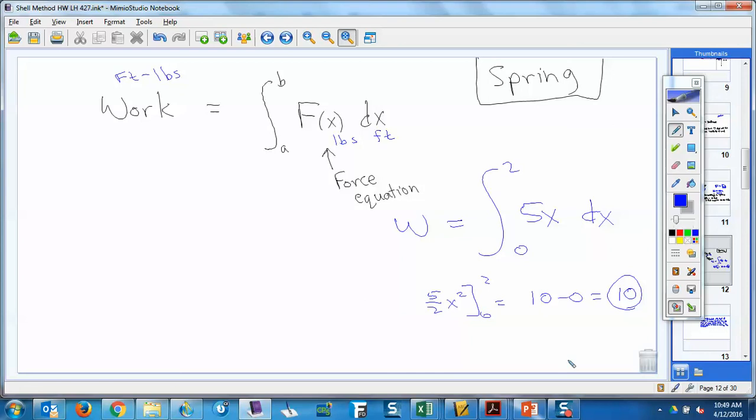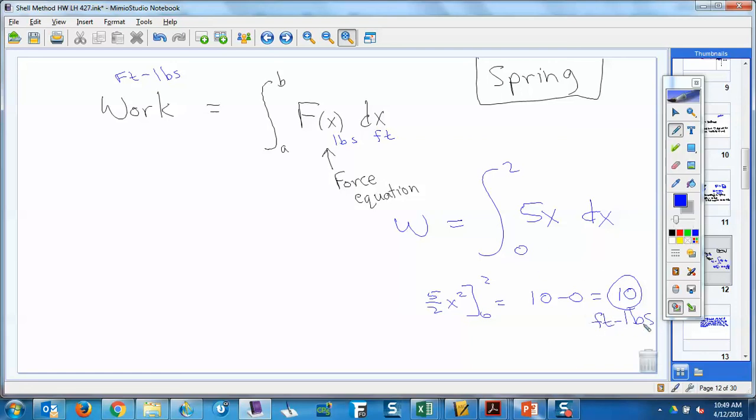Because now, you say, well, that's weird, because it was 10 pounds of force required to stretch it 2 feet. You'd think it'd be 20 pounds. Well, no, that 10 pounds is just at the end of those 2 feet. It took less pounds of force in the beginning, right? It takes 10 pounds to move it out to 2 feet, but it was less force in the beginning. So what was our total amount of work? It was 10 foot-pounds.